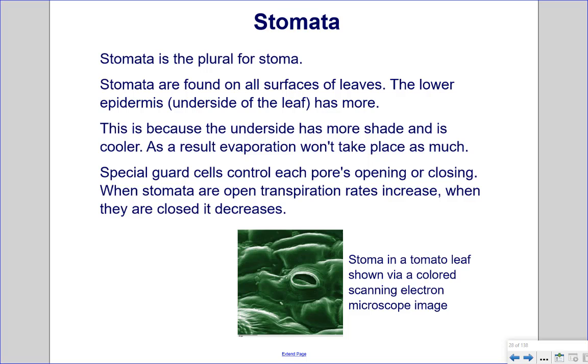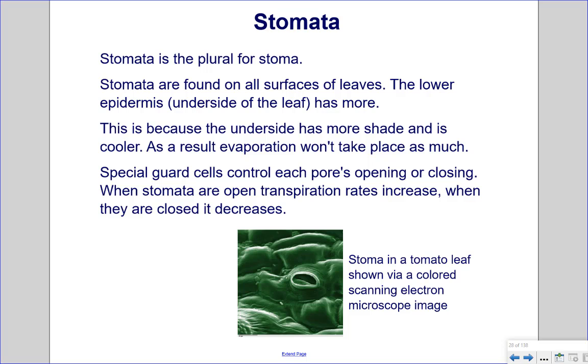Stomata. Stomata is the plural for stoma. Stomata are found on all surfaces of leaves. The lower epidermis, underside of the leaf, has more. This is because the underside has more shade and is cooler. As a result, evaporation won't take place as much.